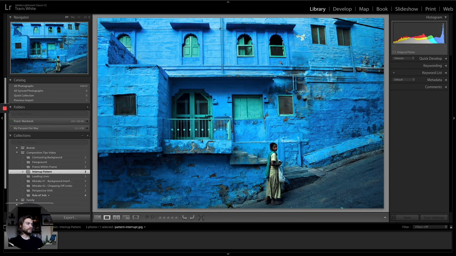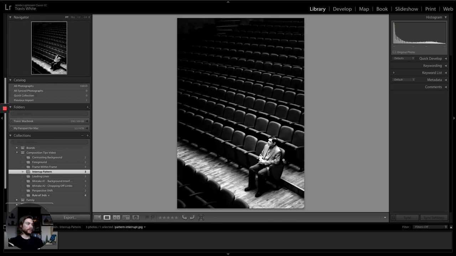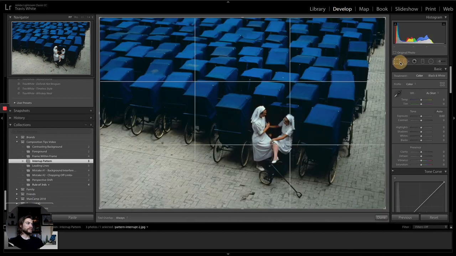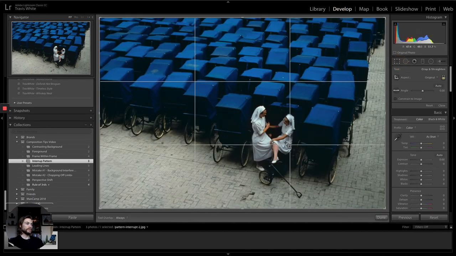Here's another pattern interrupt, and it doesn't just have to be textures, it can be colors as well. So we have a lot of the same pattern going on here with this blue, and then an interrupt with a totally different color outfit. And then here's another one as well with a lot of the same pattern, and then your eyes gravitate towards the interruption. So that's another really cool rule of composition. And as you can see, they put the subjects on a third line as well, and they tried to put it where the third lines cross. So this is following multiple rules of composition.